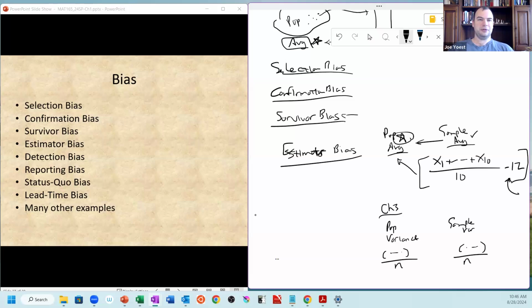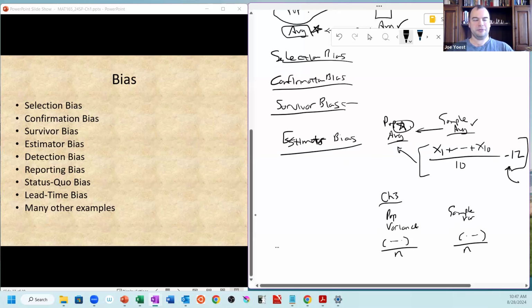But it turns out if we divide by n in the sample variance, if we use the exact same formula, apply it to the sample instead of the population, it turns out this is a biased estimator. It's a bit complicated to explain why at this point. It's even a bit complicated to explain why after we have gone through chapter 3, but it turns out that we need to subtract 1 on the bottom to make this an unbiased estimator.